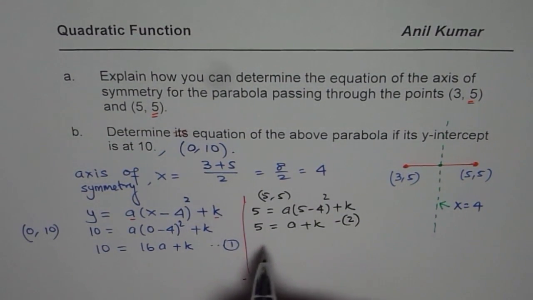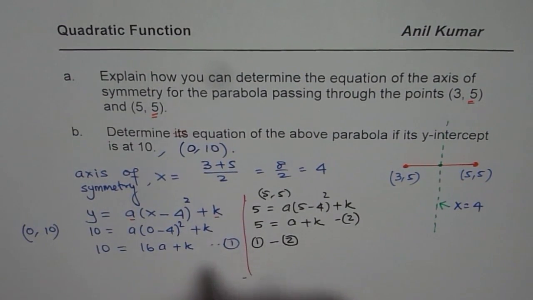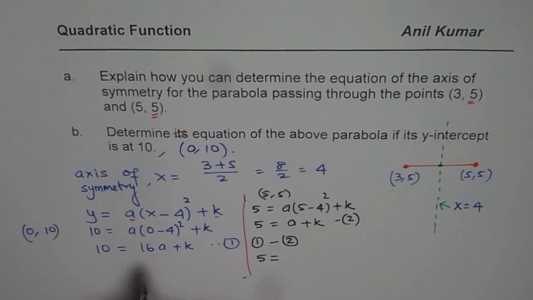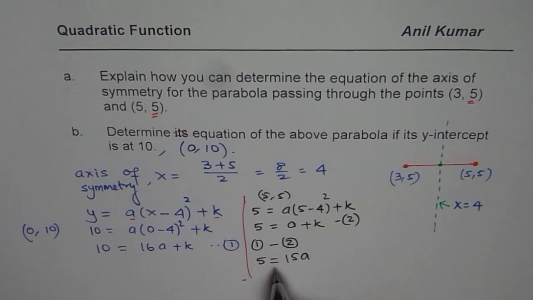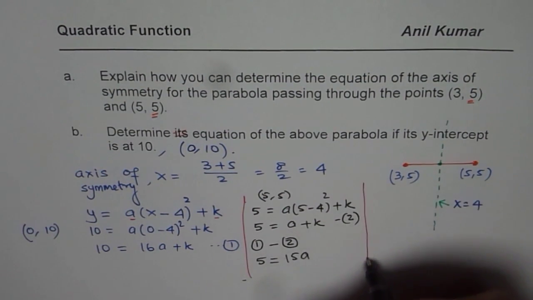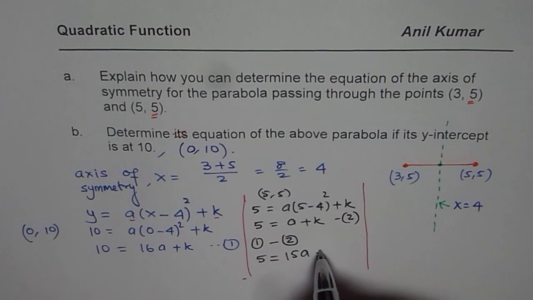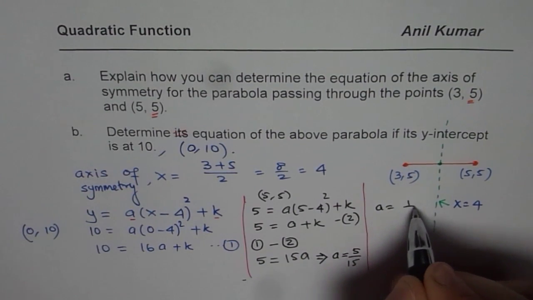If we have to solve, we can subtract one from the other, right? So let us do equation 1 minus equation 2. So equation 1 minus equation 2 means 10 - 5 is 5, equals 16a - a is 15a, and k - k is 0. So 15a = 5. That gives us the value of a, right? So 15a = 5 means a = 5/15 or 1/3, right? So we get a = 1/3.